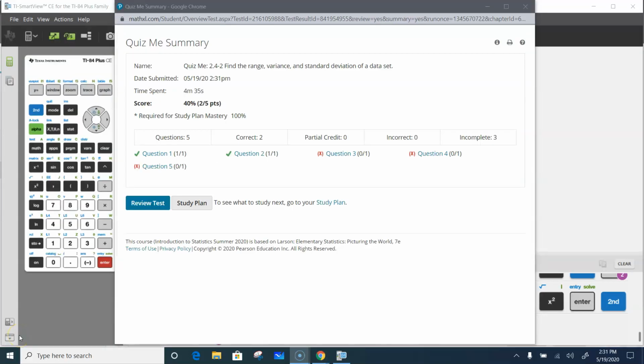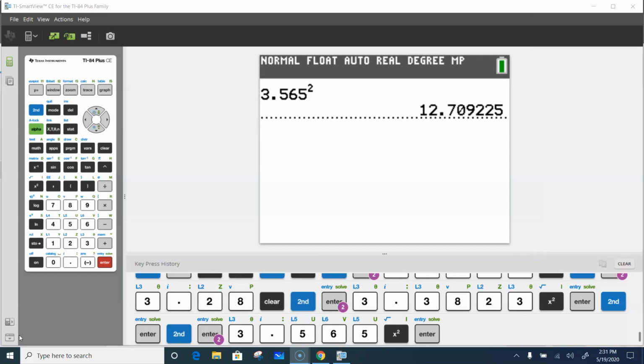Again, I'm going to skip ahead, but we were A-OK on question 1 and question 2 there. So we can head back to our study plan. The rest are just going to be repeats of the same kind of question.